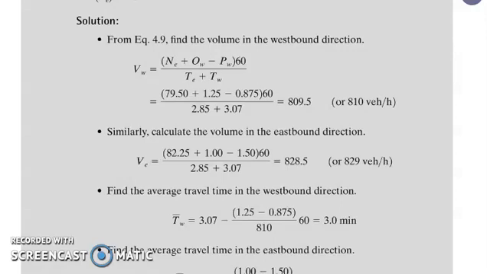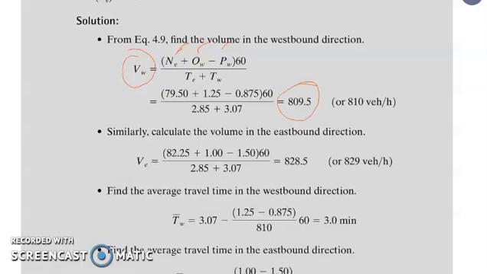So from our equation, the volume in the westbound direction is given by this equation, V sub W, which is equal to N sub E plus O sub W minus P sub W times 60 all over T sub E plus T sub W. So we have to take note, these are given in our problem. So we simply have to substitute. So that is 79.50 plus 1.25 minus 0.875 times 60 all over T sub E and T sub W, given also in our problem, which is 2.85 and 3.07. So it gives us a value of 809.5, or that is 810 vehicles per hour.